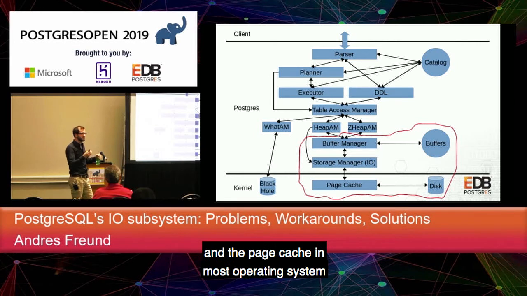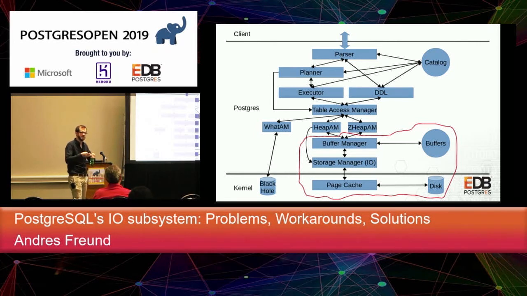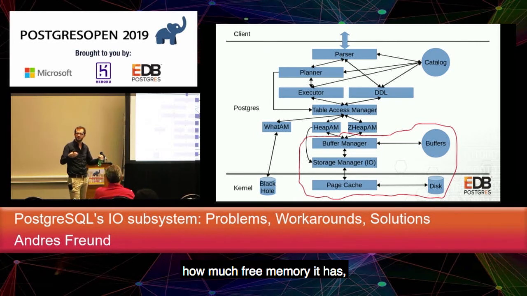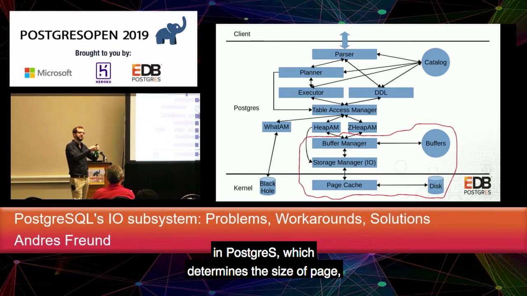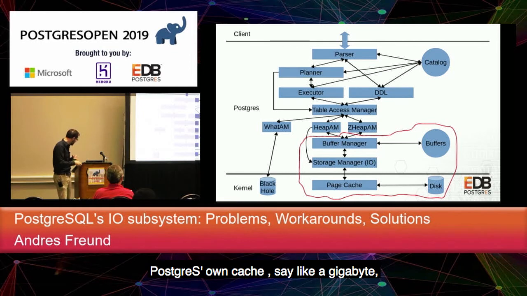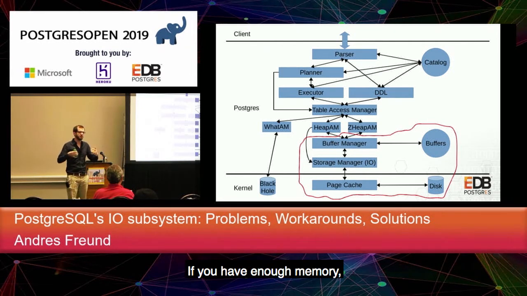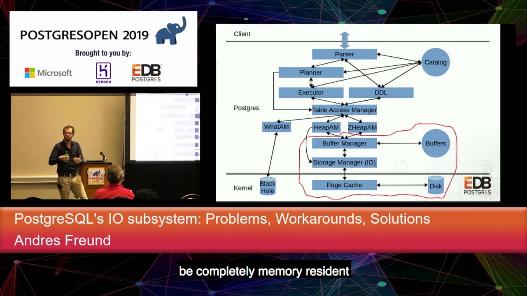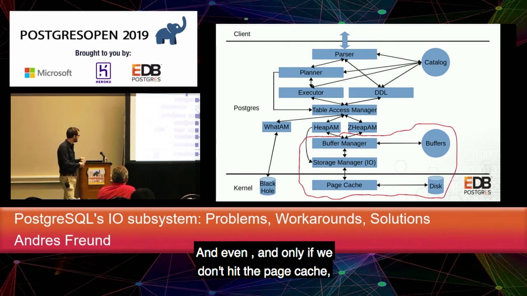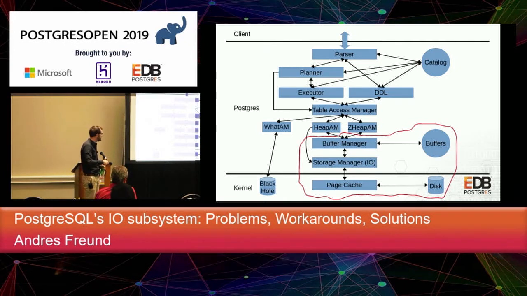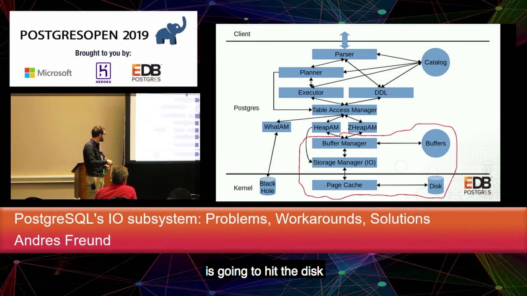The size of the page cache in most operating systems depends on how much free memory you have. Even if you have a shared buffer setting in Postgres, which determines the size of Postgres' own cache, of say a gigabyte, but your database is bigger, if you have enough memory it might still, after a while, be completely memory resident because the operating system caches all of it. And only if we don't hit the page cache, then the operating system is going to hit the disk.